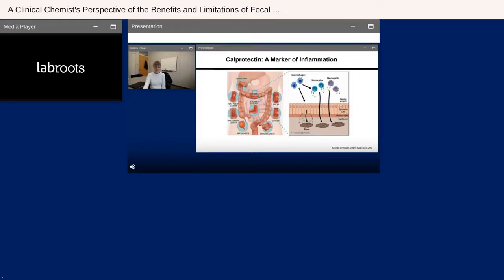But it is not very specific because it's just a general marker of inflammation. So calprotectin can be elevated for a variety of different disease processes. It's elevated in IBD, and we're going to talk about that in the next slide. But it also can be elevated for certain cancers or lesions or invasive gastroenteritis. And so it's not very specific for any disease process, but it helps to narrow down for the clinician what might be happening if there's an inflammatory component in the intestine.